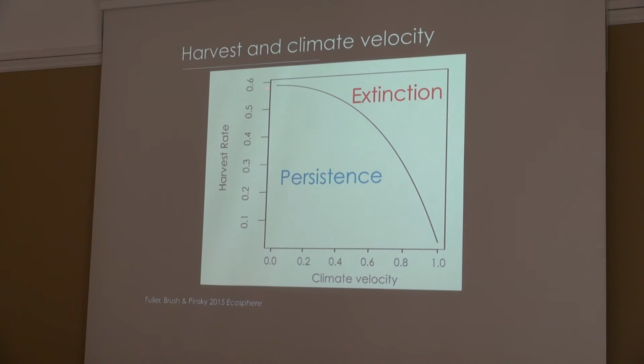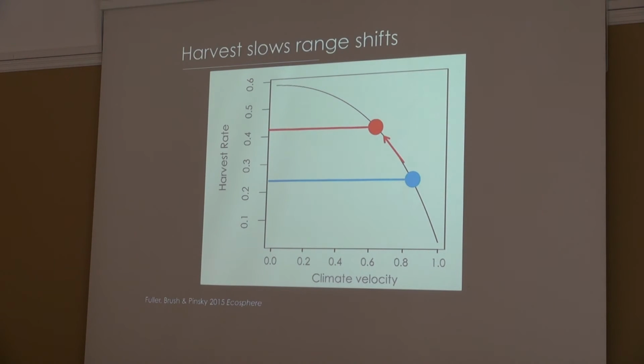The interesting part is that there's this curved boundary, which implies that there's an interaction between harvest and climate velocity. It says that for a given harvest rate, there's some maximum climate velocity that a population can keep up with before it goes extinct. But if it's harvested at a higher rate, then it can keep up with only a slower climate velocity.